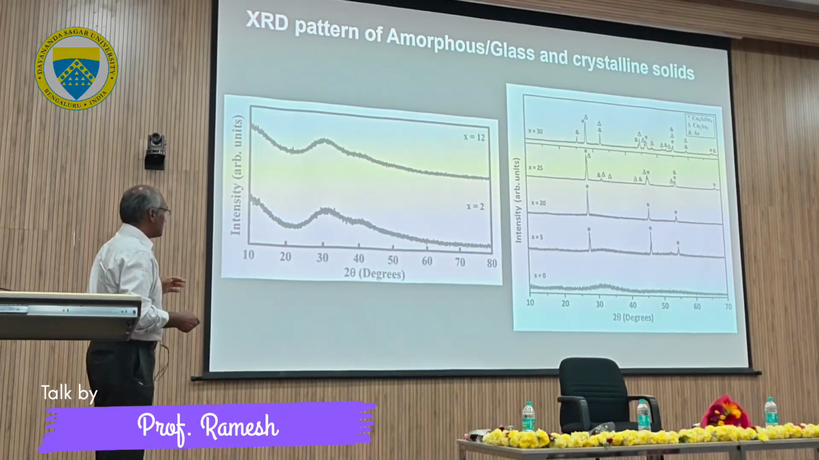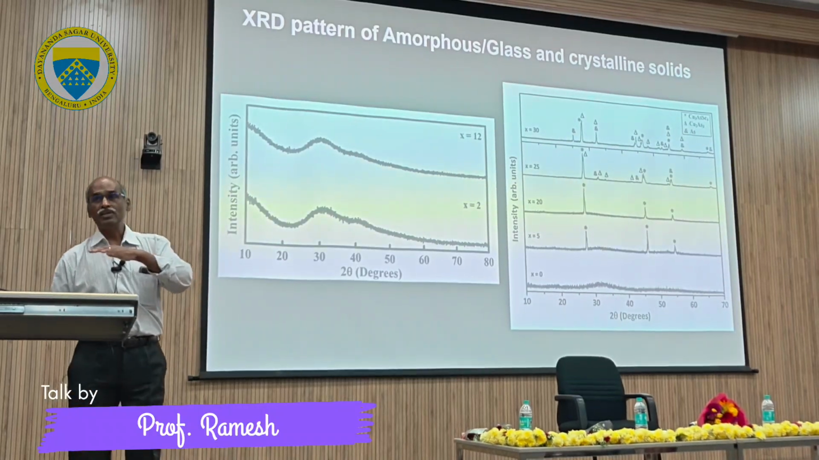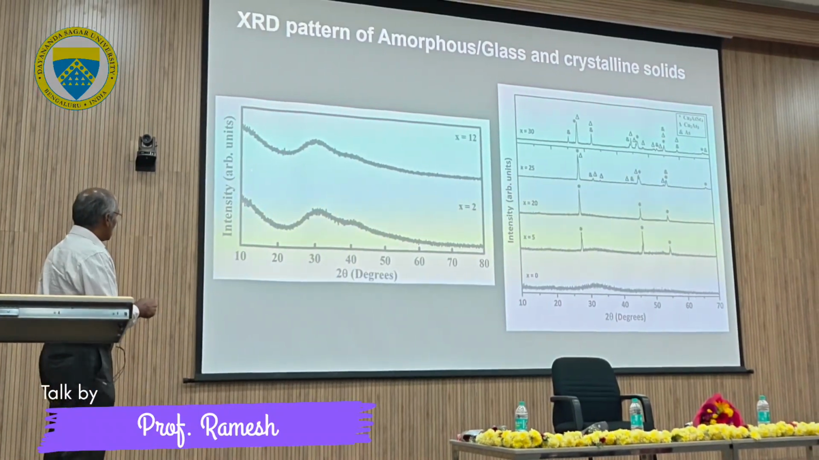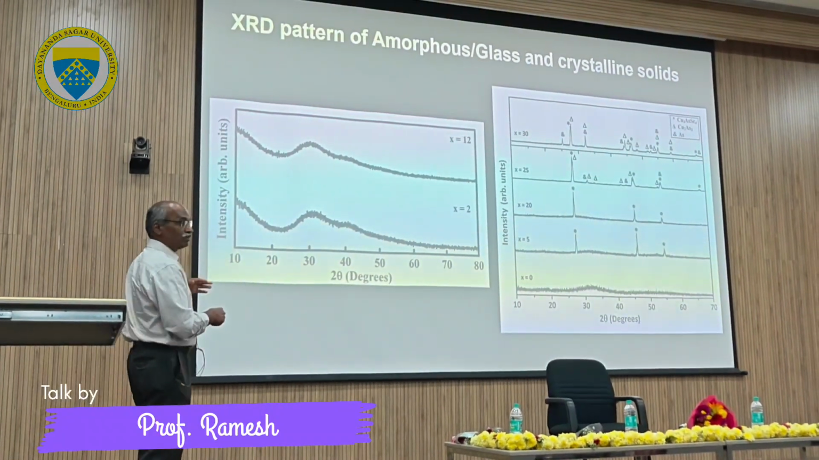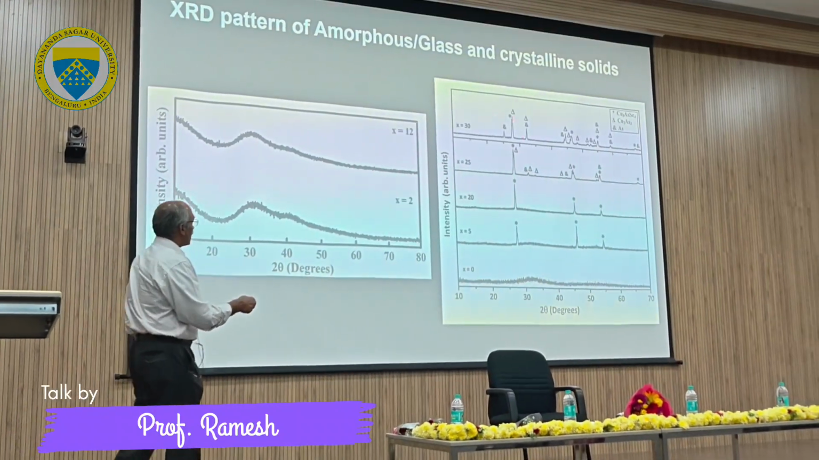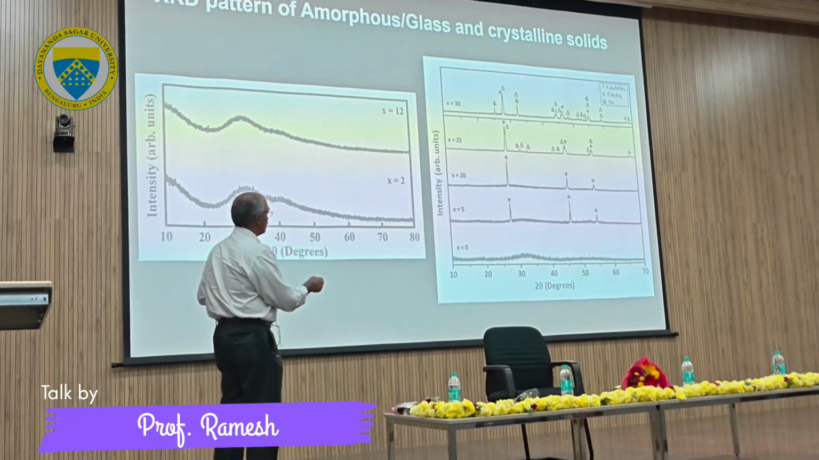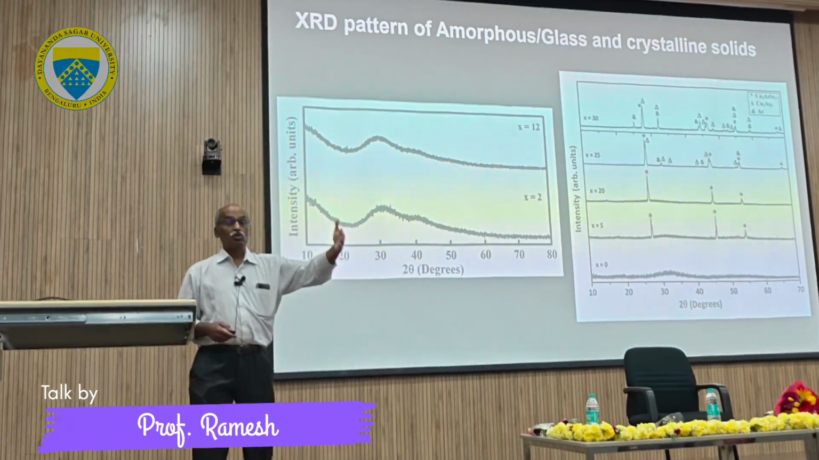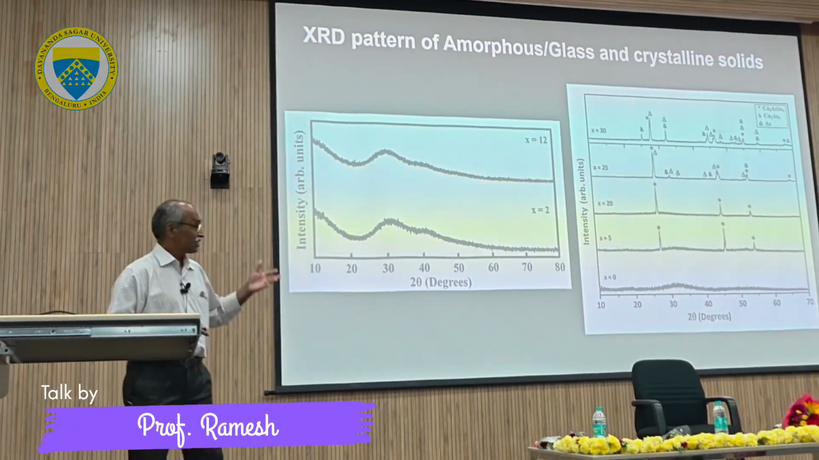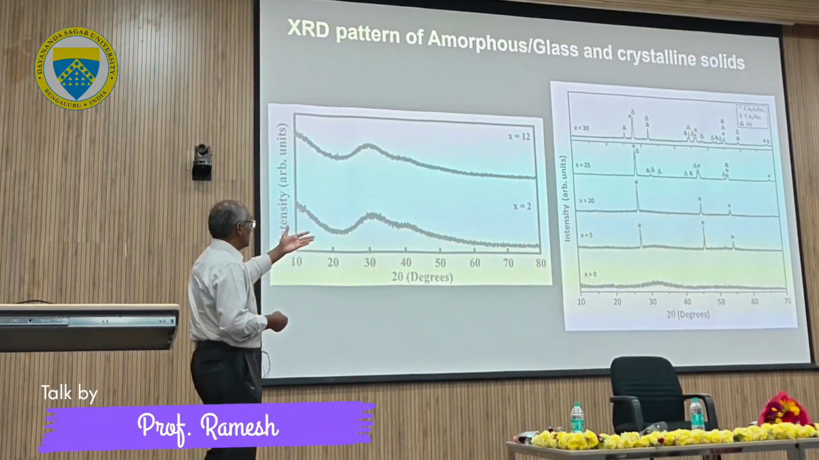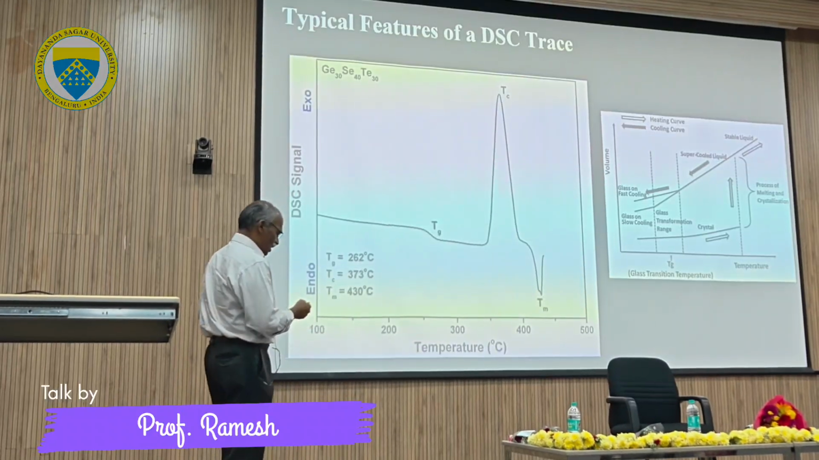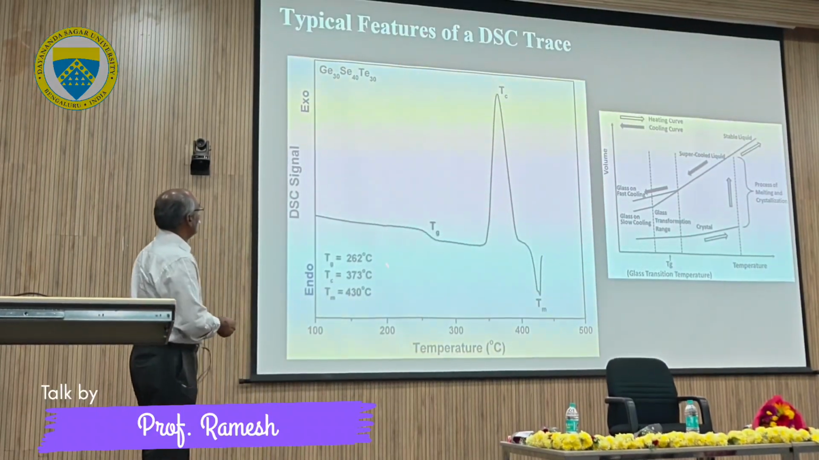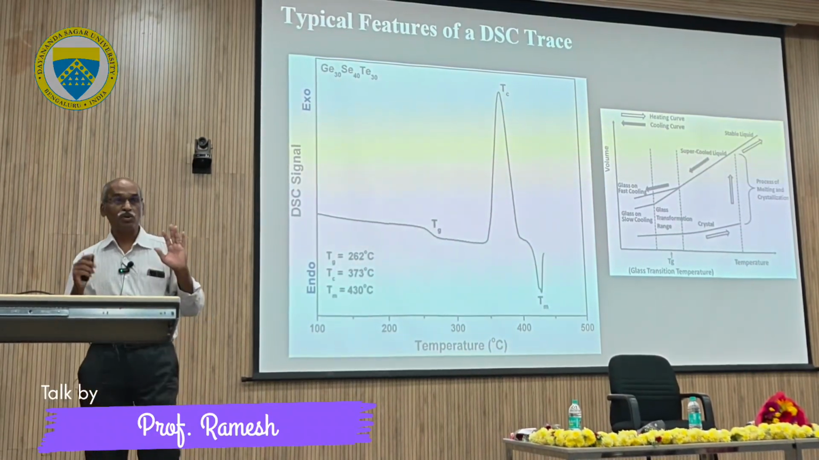So the first thing when you prepare a material, you need to check whether it's amorphous. If it is amorphous, then you will not have any Bragg peaks. Whereas if it is crystalline, then you will have sharp peaks which obey n lambda equal to 2d sine theta, Bragg's law, where constructive interference happens, right? The next step is differential scanning calorimetry, like calorimetric studies.